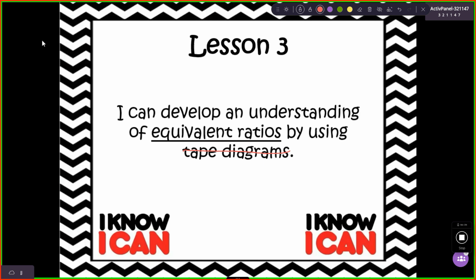But before we begin, there is something that needs to be fixed. Tape diagrams are a great strategy, but what did I tell you is going to be your very best friend at the beginning of this lesson? What's going to be your very best friend? Tables. What kind of tables? Ratio tables. So instead of saying tape diagram, we're still going to be working with ratio what? Tables. Get it? Got it?